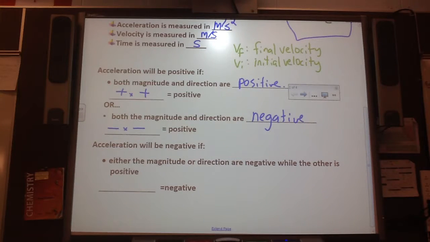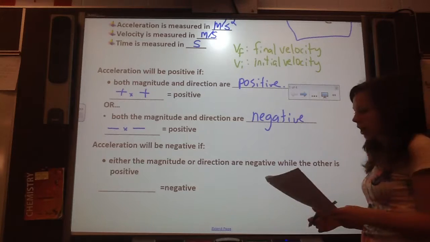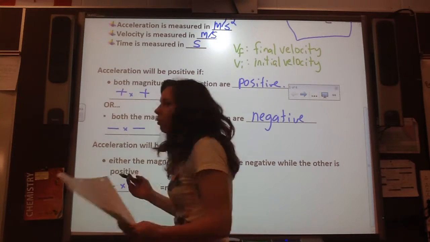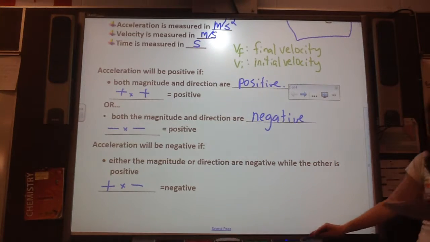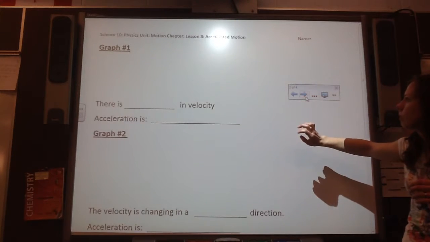Okay. Acceleration will be negative if either the magnitude or direction are negative while the other is positive, because a positive times a negative will give you a negative. Okay. So again, I'll give you some examples about that, but we do that a little bit more in Physics 20.